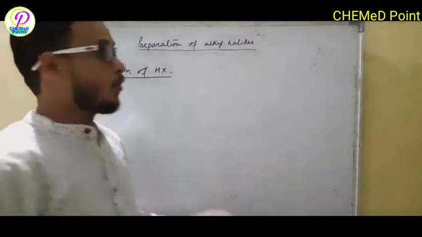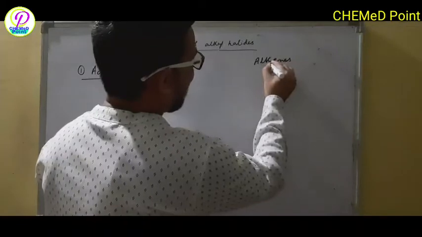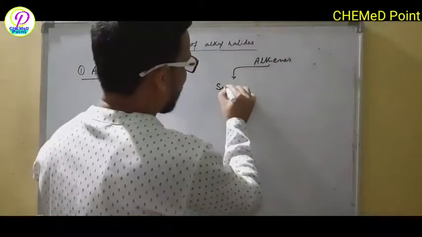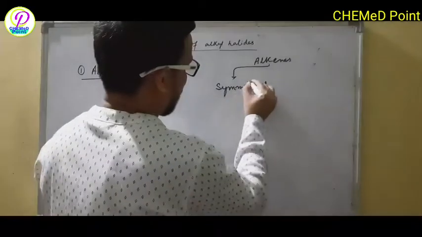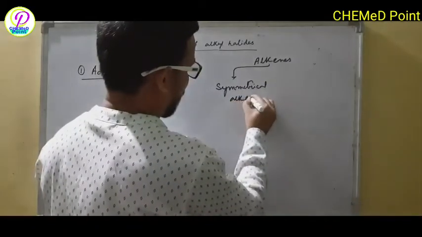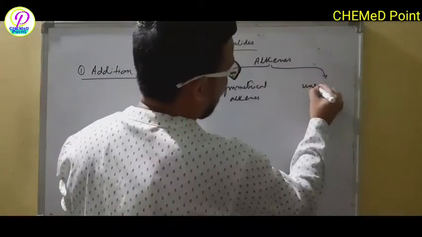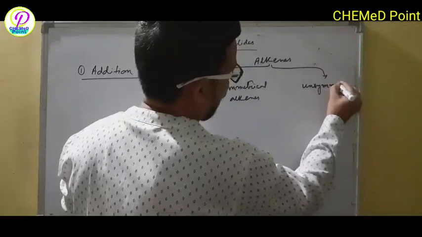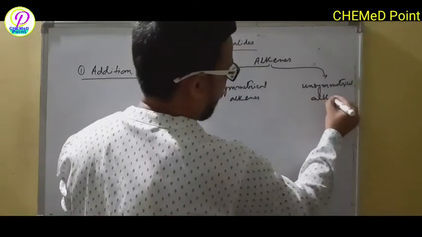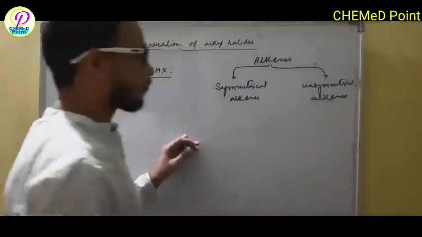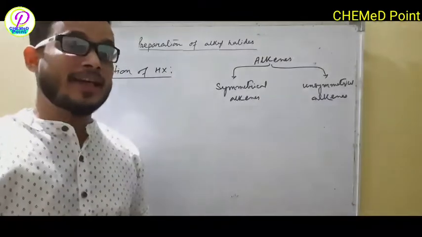Now one thing we know is that alkenes may be symmetrical alkenes or unsymmetrical alkenes. Alkenes may be symmetrical alkenes and unsymmetrical alkenes.